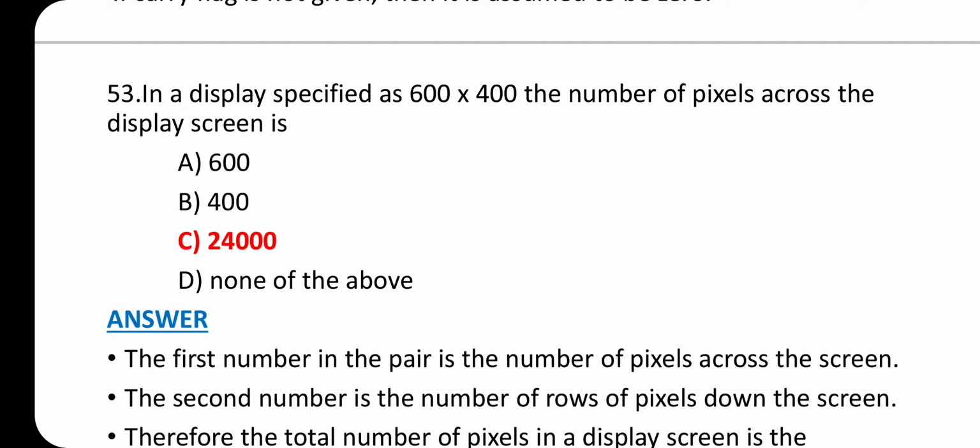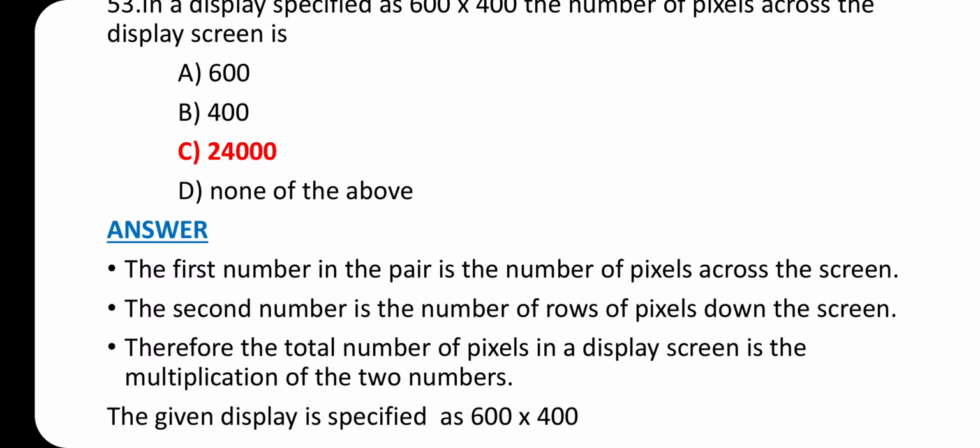Question number 53. In a display specified as 600 into 400, the number of pixels across the display screen is, answer is option C, 24,000. We know that when a digital image is displayed on the computer screen, its size is determined by 3 factors: the screen's resolution settings, the screen size, and the number of pixels in the image. A monitor may be specified as low resolution, which means 640 into 480, a medium resolution of 800 into 600, or a high resolution of 1024 into 768 or more.